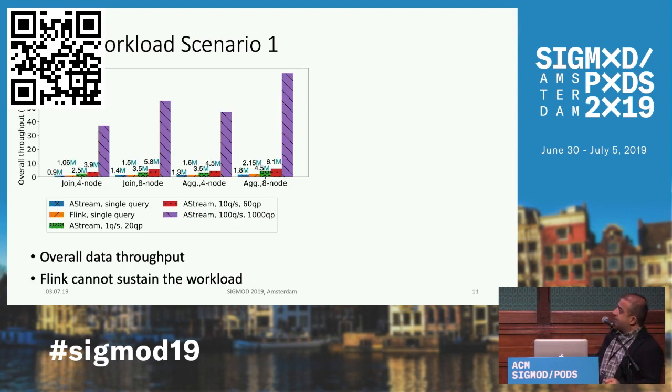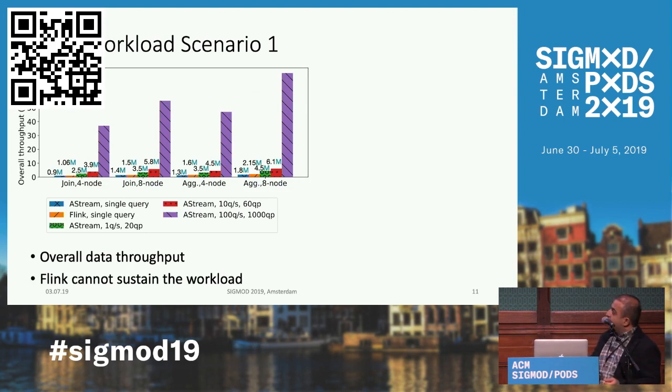So this graph shows the overall throughput in terms of million tuples per second. By overall throughput, we mean the sum of the throughputs of all queries. And the legends show, for example, 10 queries per second up to 60 query parallelism, 100 queries per second up to 1,000 query parallelism.